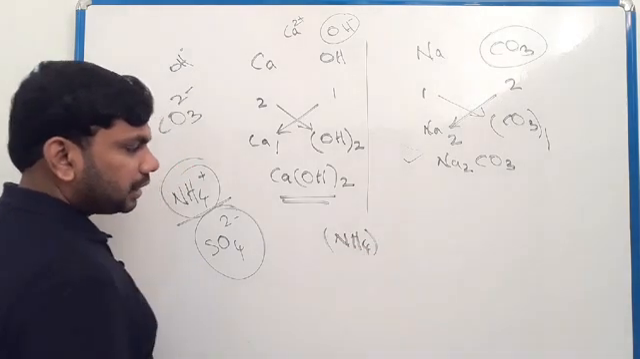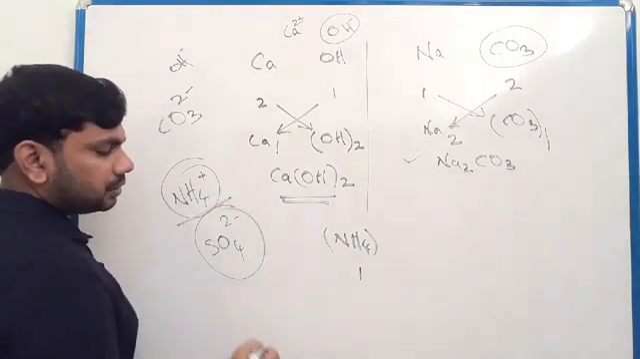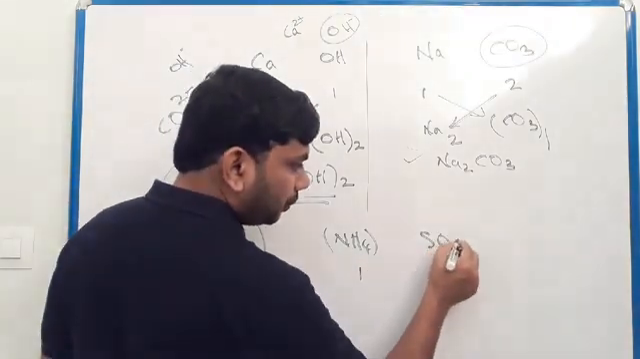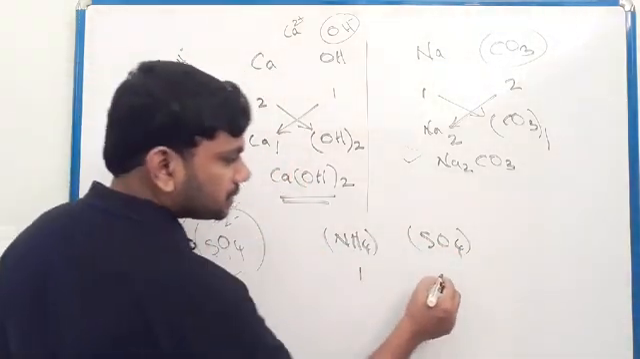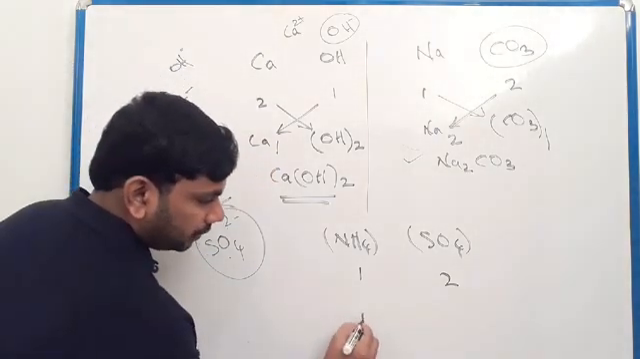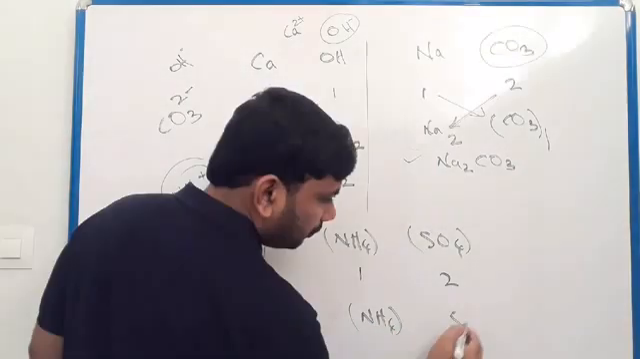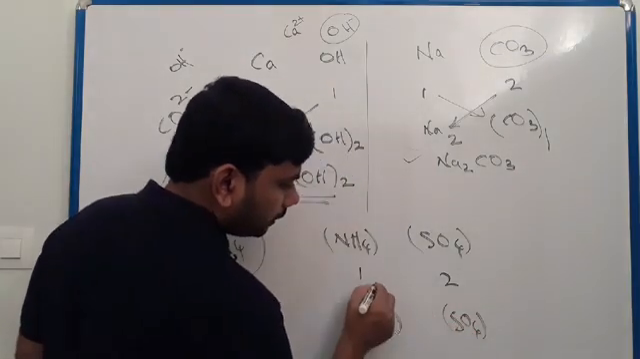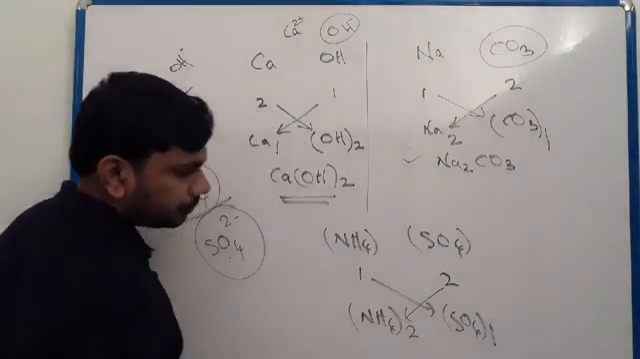NH4, put bracket. Ammonium, NH4 plus, 1, write 1 here. Sulfate, SO4, put bracket. SO4 2 minus, write 2 over here. Then write this again, NH4, SO4. Write this number here, write this number here.